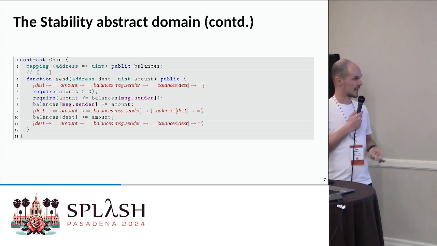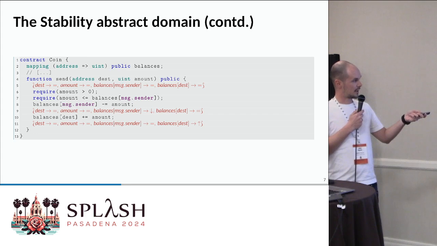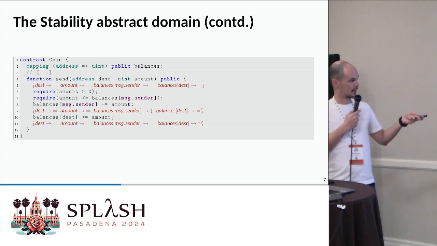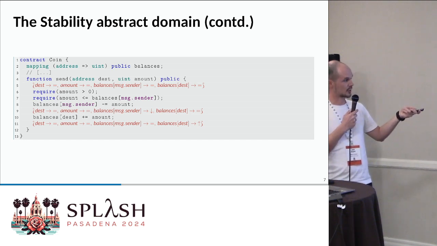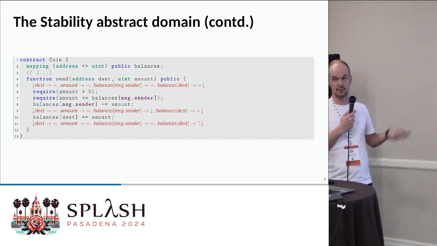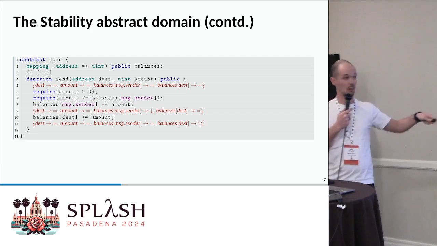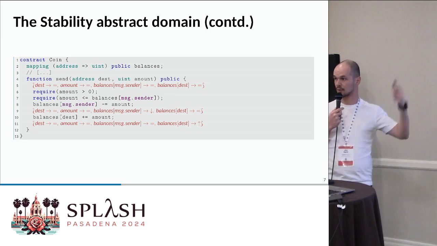And when you move to the next instruction, the previous left-hand side becomes stable again because it's not modified by this instruction, but now the balance of the recipient of the transaction has increased. So as you can see, these are just relations with respect to the entry state of the computation, and not global with respect to the beginning of the function or the beginning of the program.